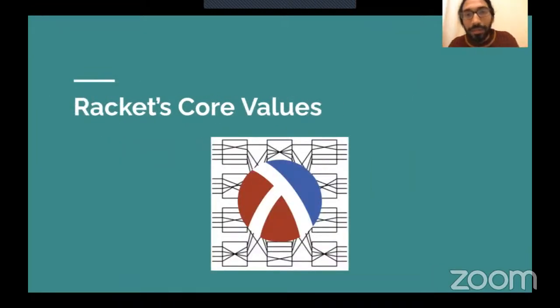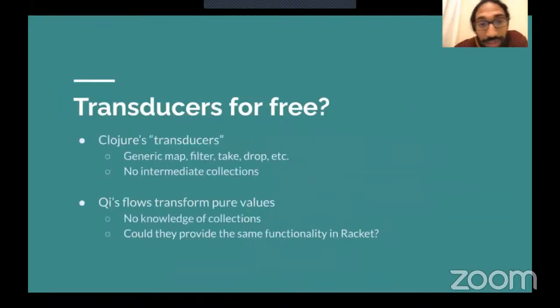And all of this is possible. Qi is possible because of Racket's core values, so to speak, in that Racket has a symmetry between input arguments and return values for functions. So any function can accept any number of input values and produce any number of return values. And this makes Qi possible. Because if it weren't like that, it would be much harder to implement. But it also gives us something else.